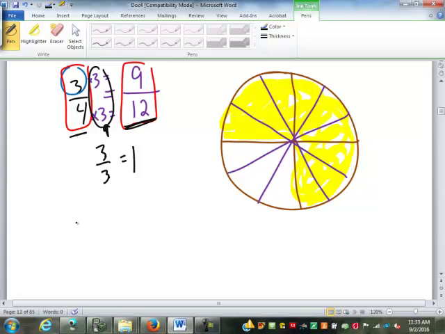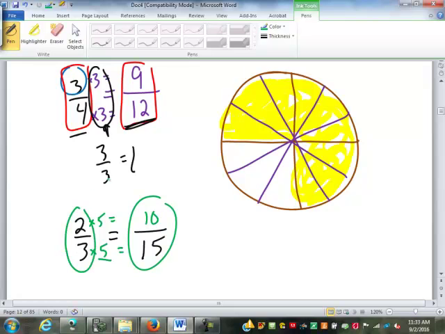But often we'll end up with a situation like this, where we might have 2/3 and we need to change it into 15ths. So we have to decide, what are we going to multiply 3 by to turn it into a 15? 5. Perfect. So you multiply 2 by 5 to make 10. So 10/15 equals 2/3.